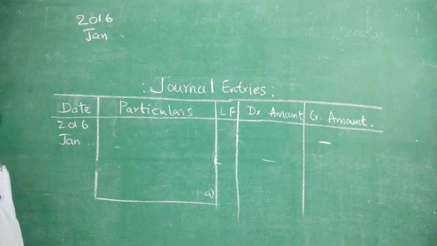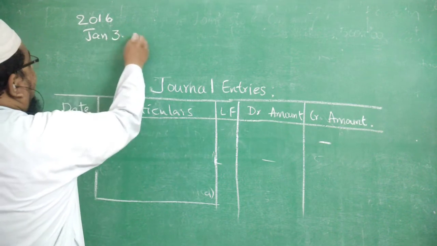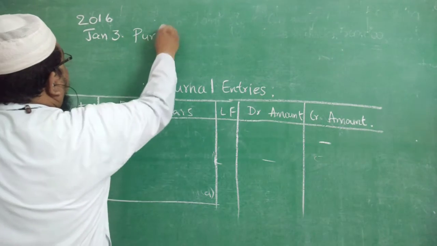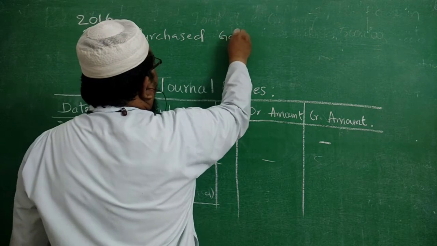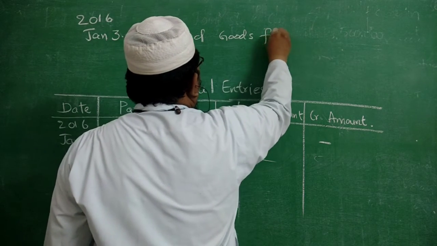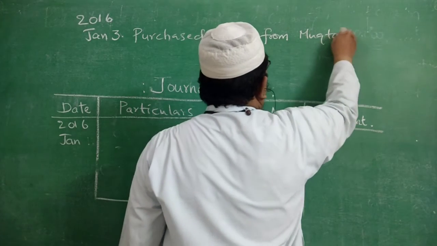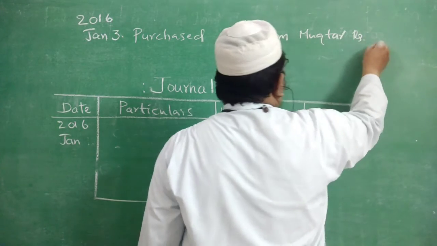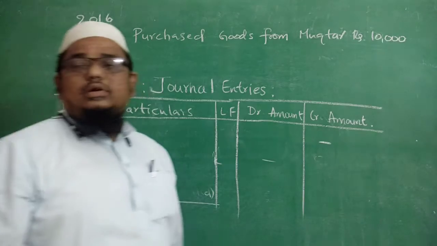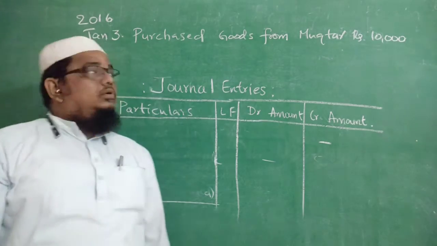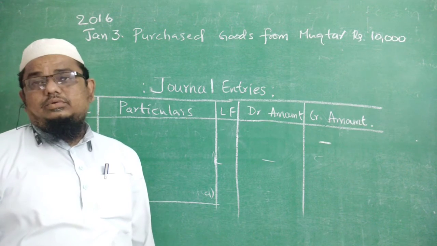The next one, on January 3rd, purchased goods from Mukhtar, rupees 10,000. Ahmad purchased goods worth rupees 10,000 from Mukhtar.